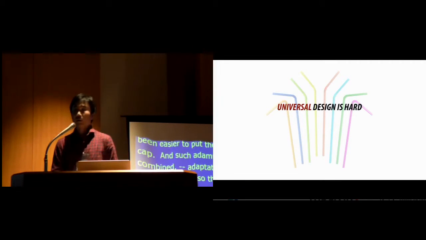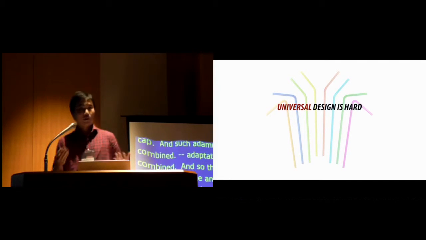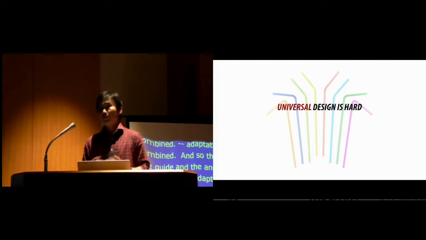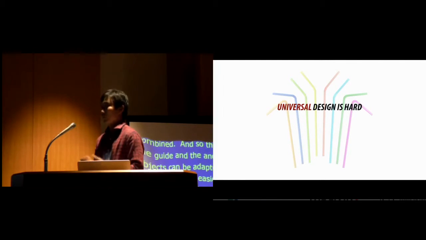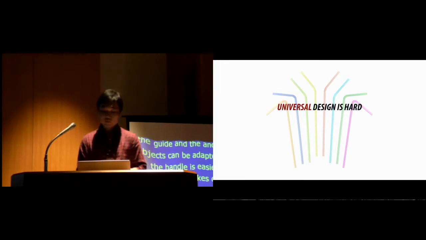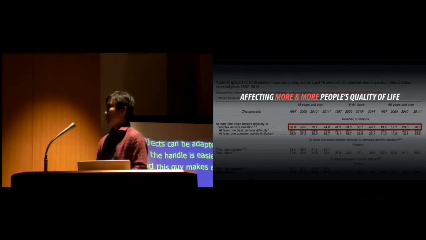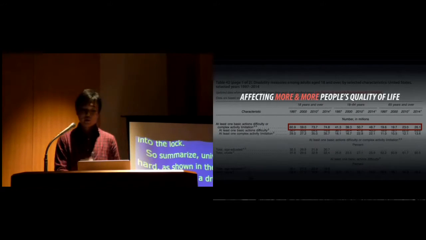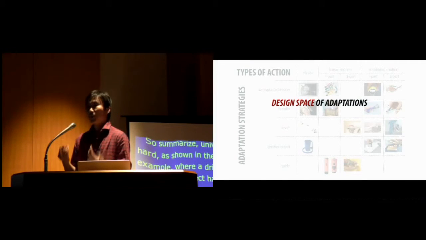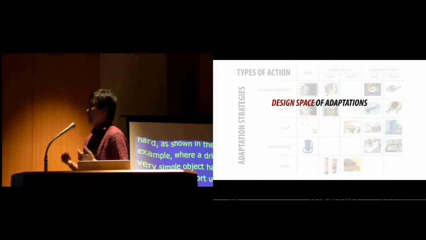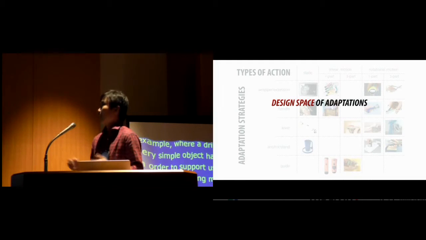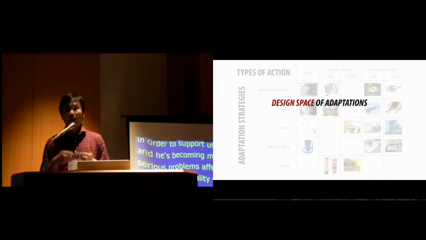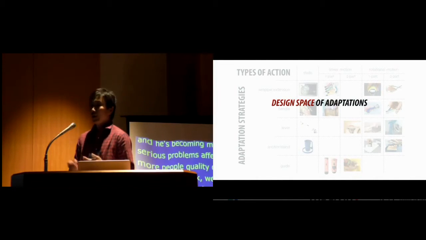To summarize, universal design is hard, as shown in the beginning example, where a drinking straw, a very ordinary and simple object, has to be redesigned in order to support usage for young kids. And it's becoming more and more serious problems, affecting more and more people's quality of life. So in this work, we first come up with the design space by observing and analyzing existing examples that describe systematically how we can design adaptations, which are components that mechanically repurpose or enhance everyday objects.